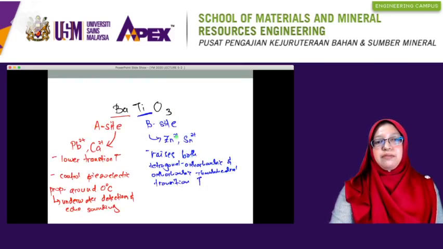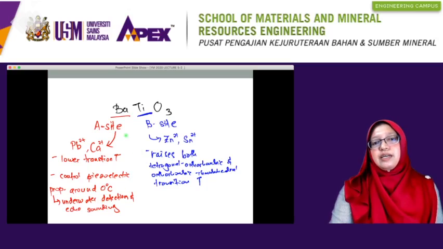So as we said, barium titanate, BaTiO3. Ba is the A site and Ti is the B site. So we can substitute the A site with Pb2+ or Ca2+, and this will lower the transition temperature and also control the piezoelectric properties around 0 degrees C. This is important for underwater detection and echo sounding applications.